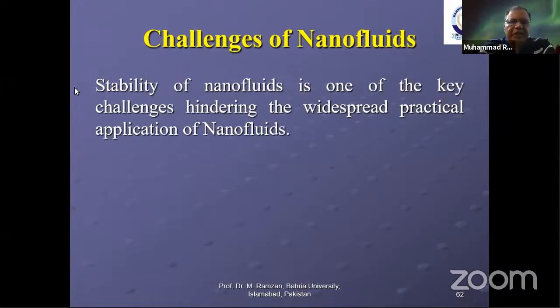Stability of the nanofluids is one of the key challenges in the widespread practical application of nanofluids. Generally, the long-term stability of the nanoparticle dispersion is one of the basic requirements of nanofluid applications. The stability of the nanofluids has a good corresponding relationship with the enhancement of the conductivity: the better the dispersion behavior, the higher the thermal conductivity of the nanofluids.